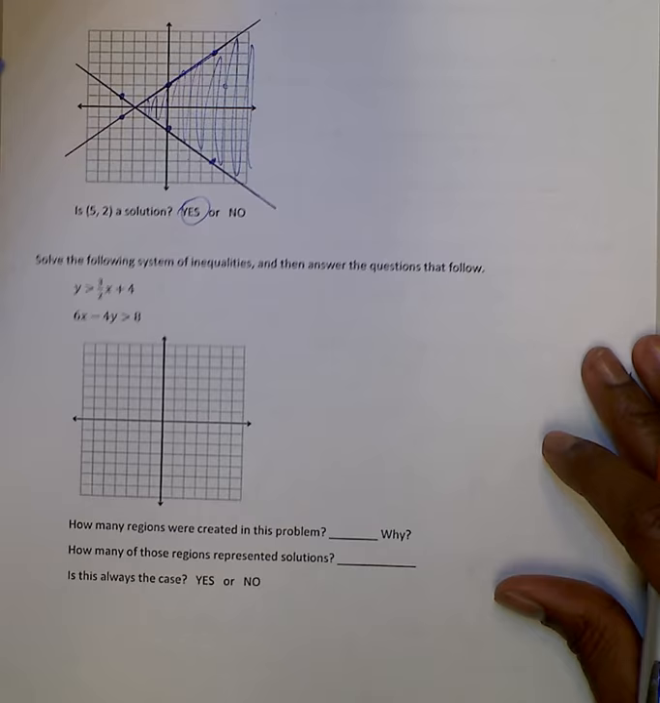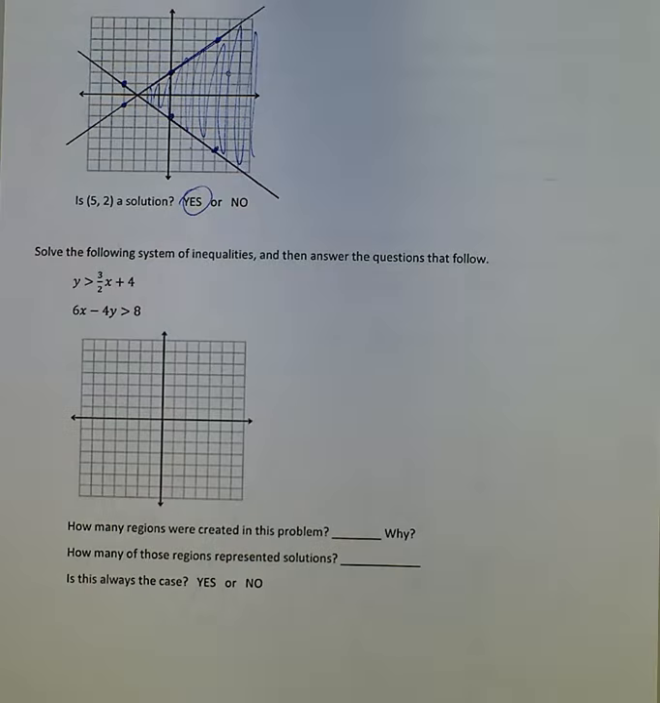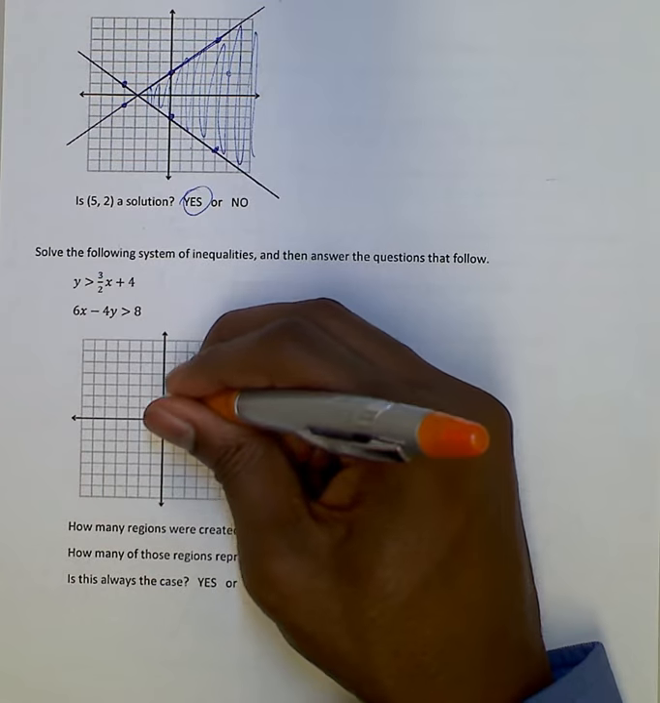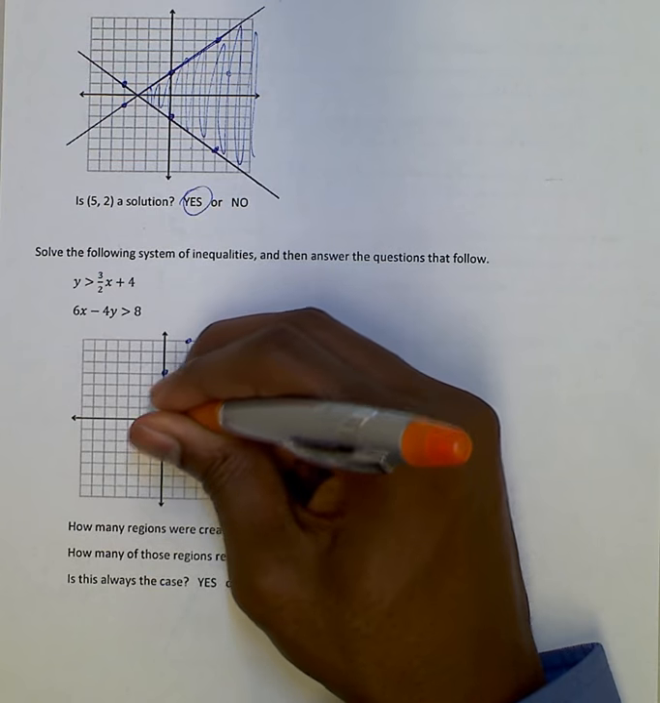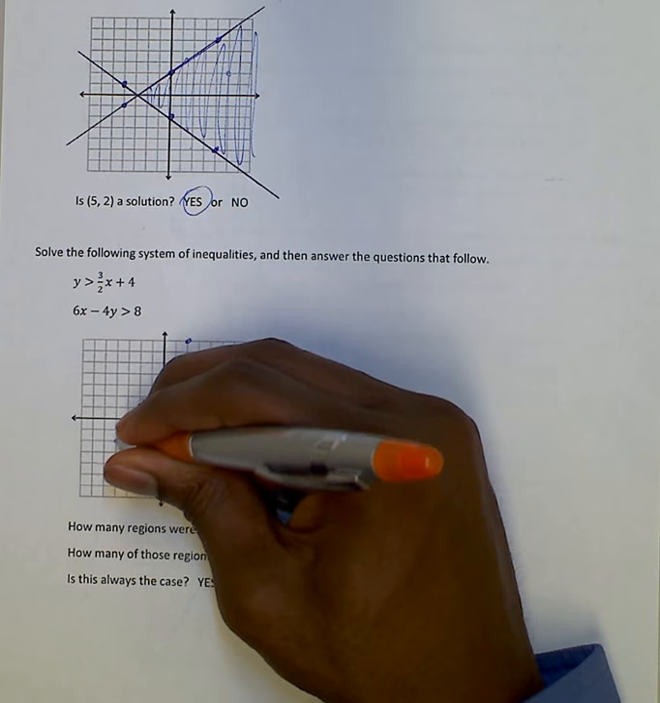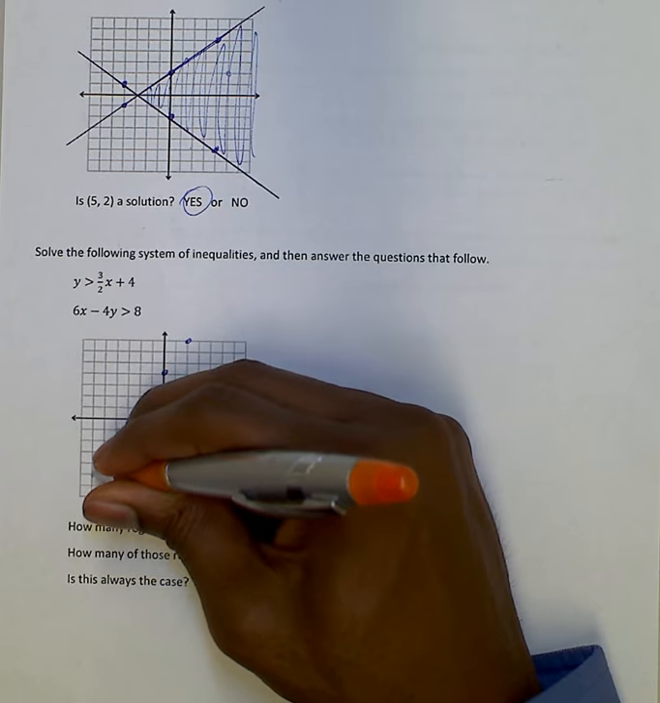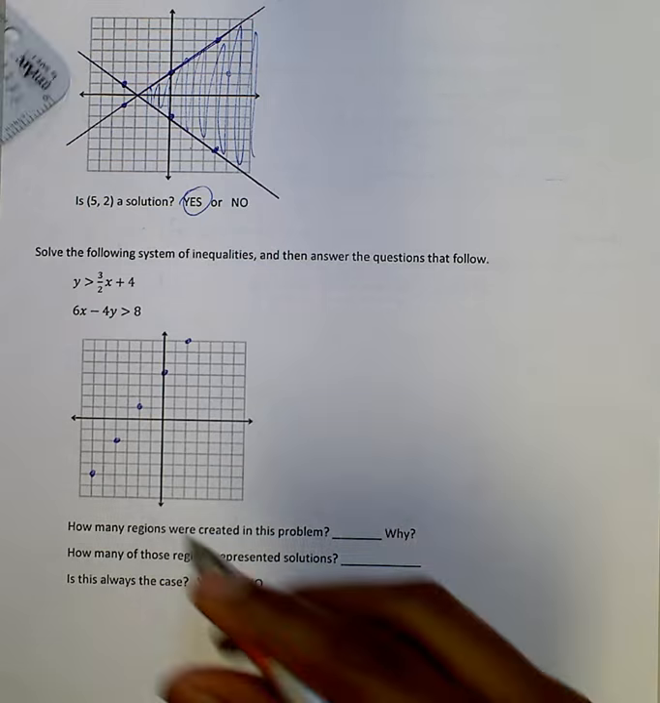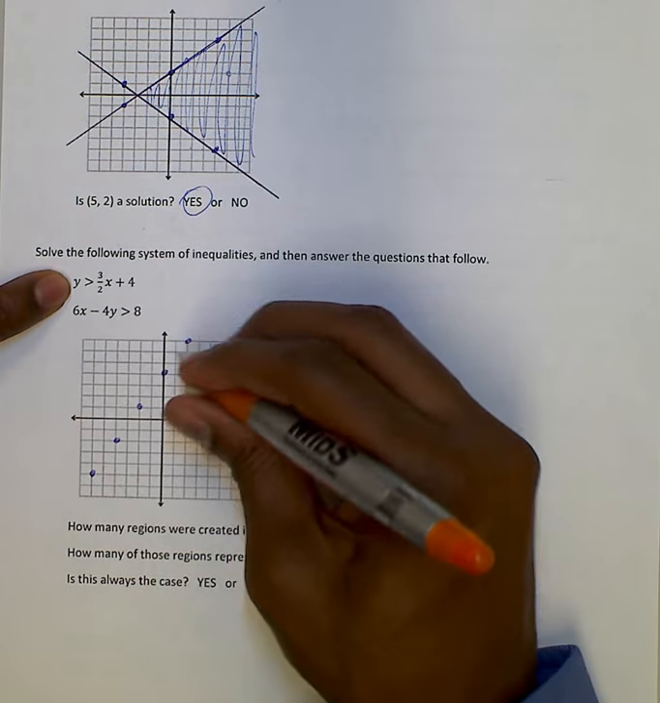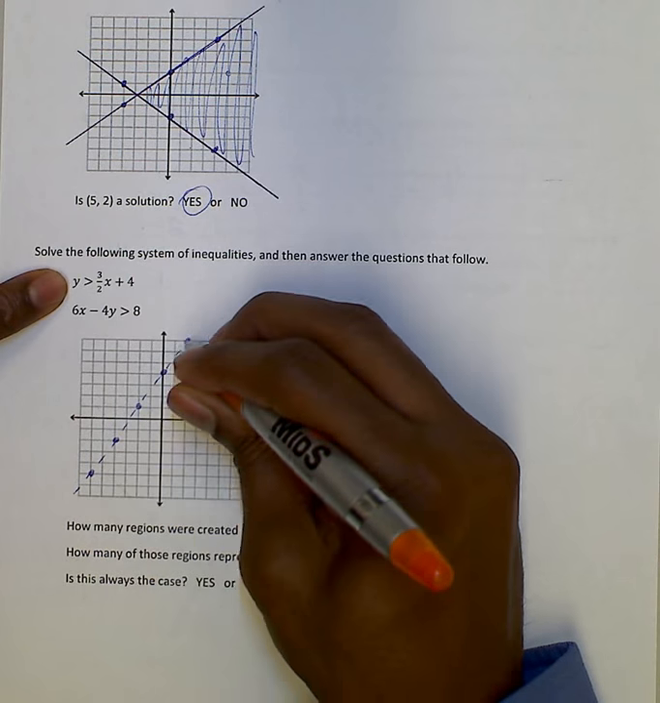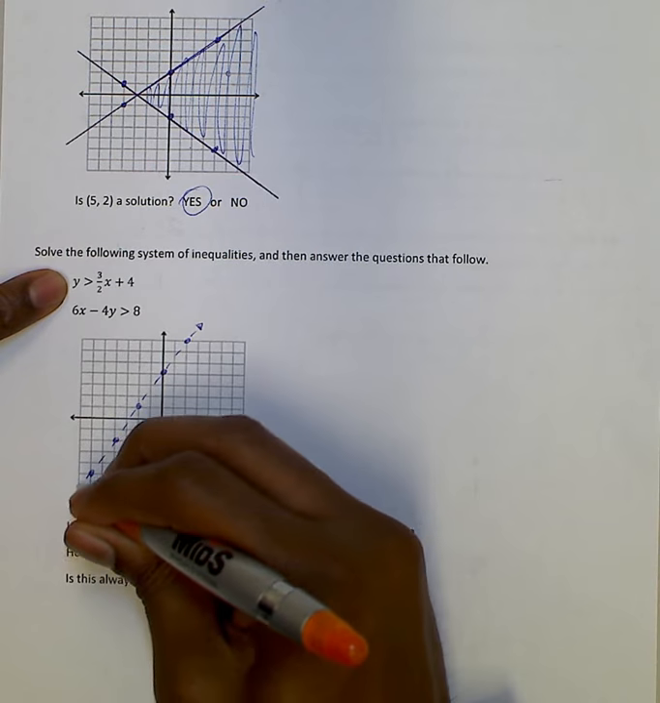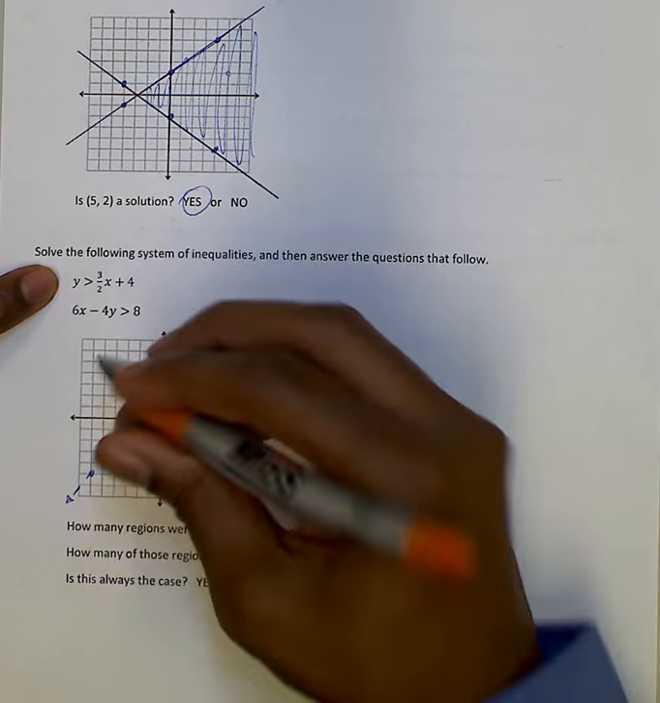Last example here. We have y is greater than 3/2 x plus 4, and 6x minus 4y is greater than 8. Let's start with plus 4 as the y-intercept. 3/2 means we go up 3, over 2. I could also go down 3, left 2. Now this line is going to be dotted because it's greater than, but not or equal to. Now we shade. It's greater than, so I'm going to shade above.